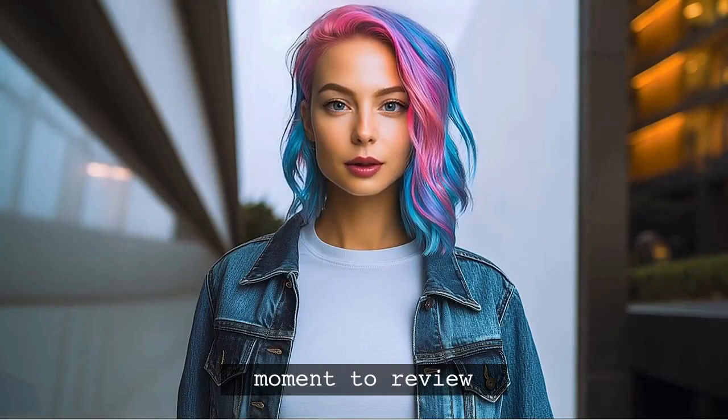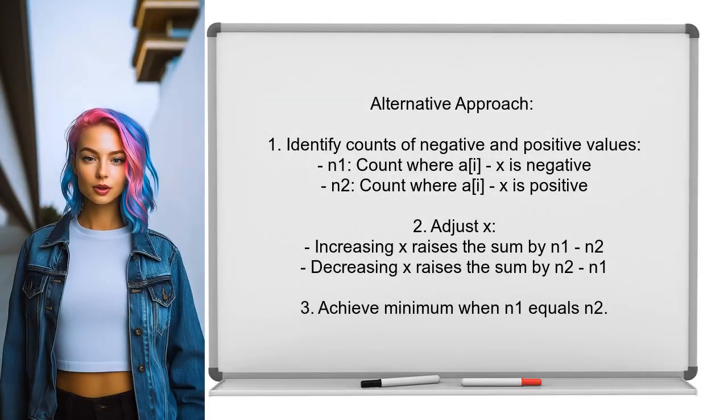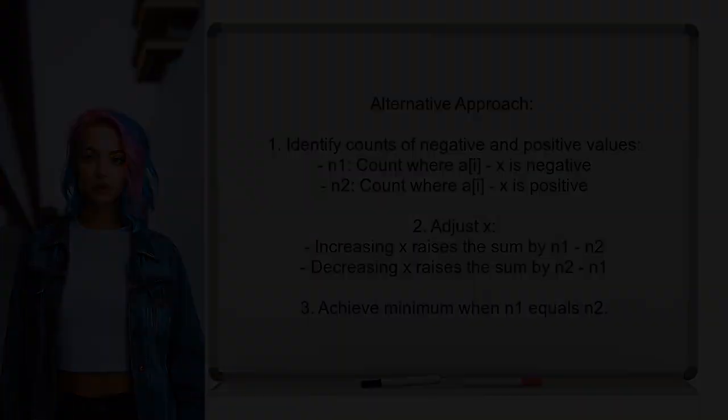Let's take a moment to review another user's answer. This user presents an alternative approach to finding the optimal integer x. They explain that if we have values where i minus x is negative and others where it's positive, adjusting x affects the total sum of absolute values. Increasing x raises the sum by the difference between the counts of negative and positive values. Conversely, decreasing x lowers the sum. The goal is to balance these counts, achieving the minimum when they are equal.